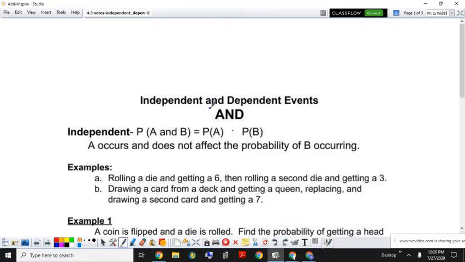Independent and dependent events, the key to it is an "and." Whenever you see an "and" in probability, you're going to multiply. So anytime you see the word "and," you're going to multiply. Just like mutually exclusive and not, there's two different ways to do it. If you have an independent event, you do it one way, and dependent, you do it another way. Okay, independent are easy.